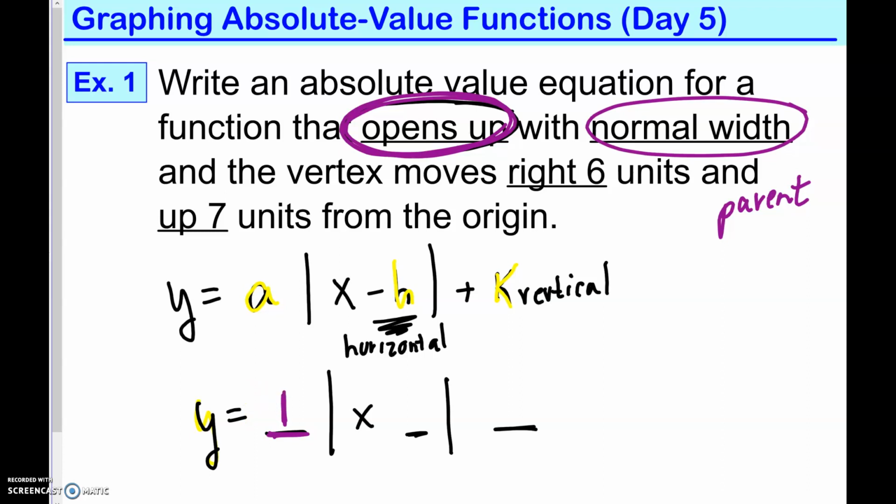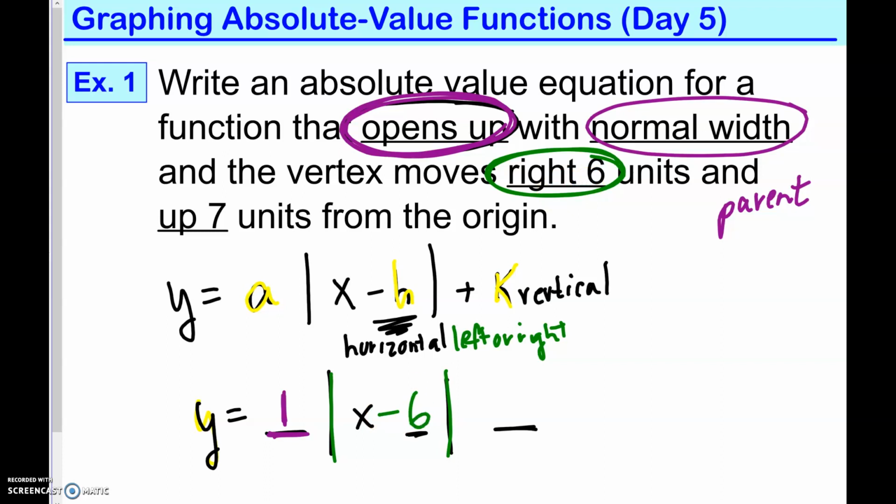All right, the next thing I'm going to be looking for here is this x value. X value we said is horizontal, so that means it is left or right. So anywhere in our wording does it say anything about something moving left or right? So the vertex moves right 6. And if it's right 6, remember, inside this absolute value, it kind of does opposite things. So if that says right 6, then I'm going to put a negative 6 in here.